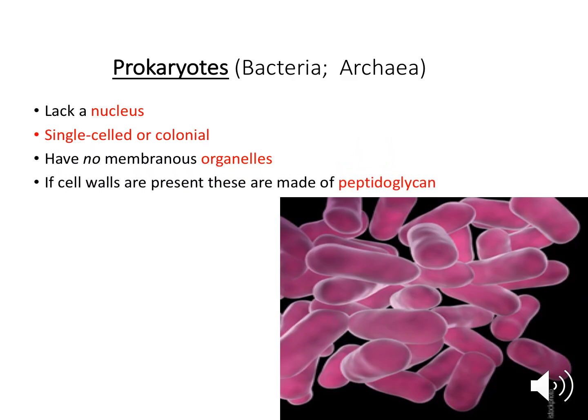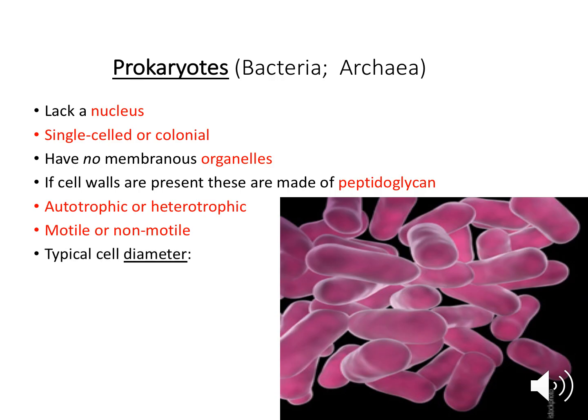And if they do have cell walls, and they don't always have cell walls, these are made out of that substance, peptidoglycan. They might be autotrophic or heterotrophic, or both. They could be both. I wouldn't put it past them. They might be motile or non-motile. Motile means that you can move about under your own power. Non-motile simply means that you cannot.